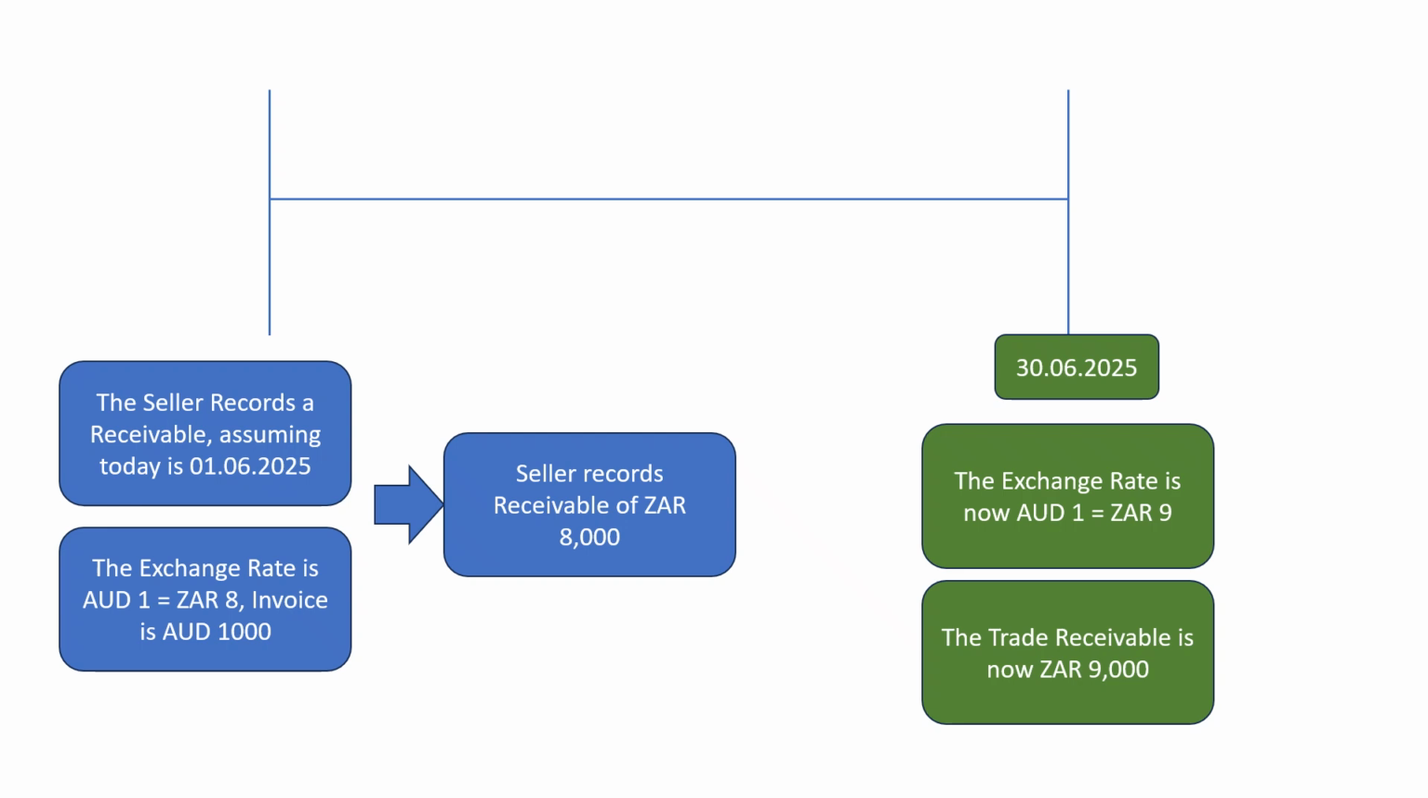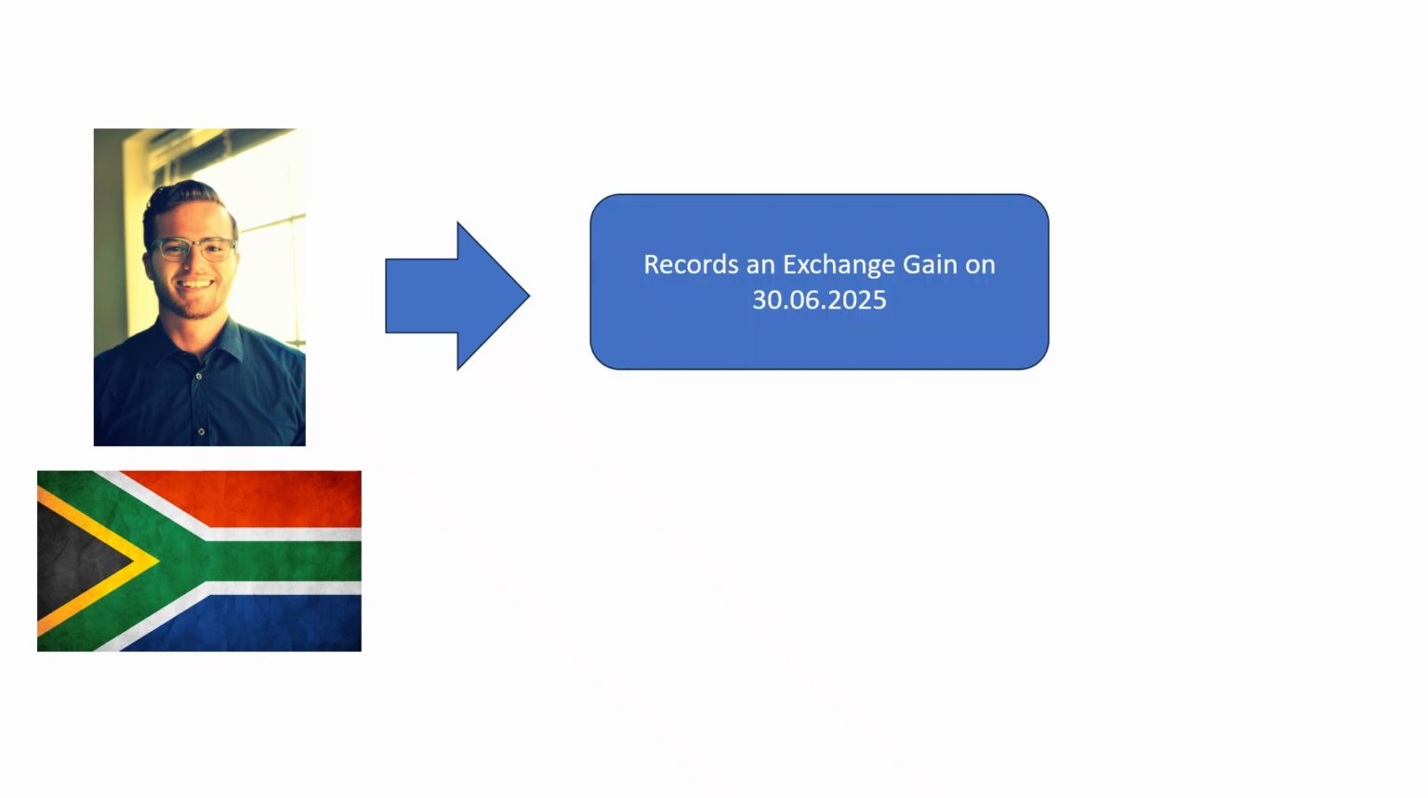1,000 multiplied by 9. Now, without doing anything, the seller has realized what is known as an exchange gain. So this is our seller, and probably this is the reason why he is smiling. The seller, based in South Africa, realizes a foreign exchange gain on 30th of June 2025.